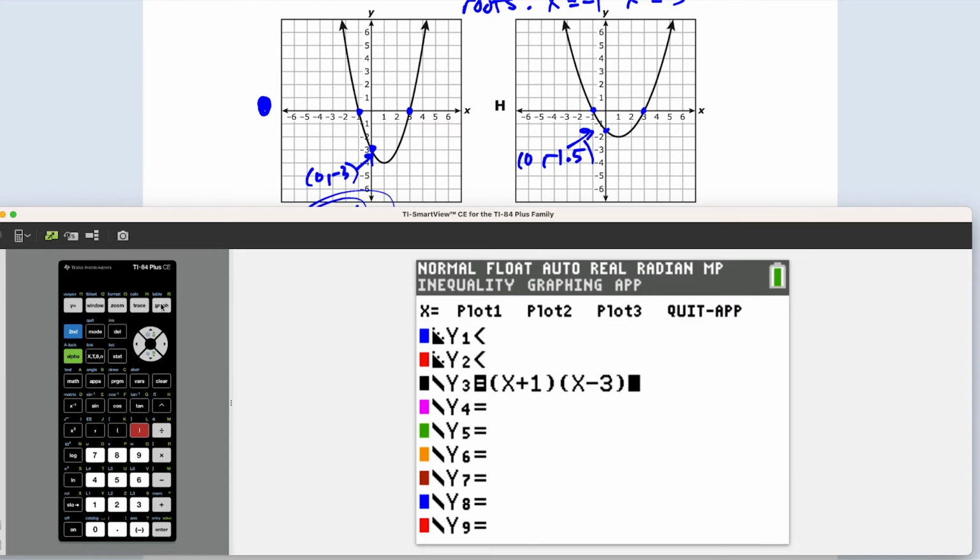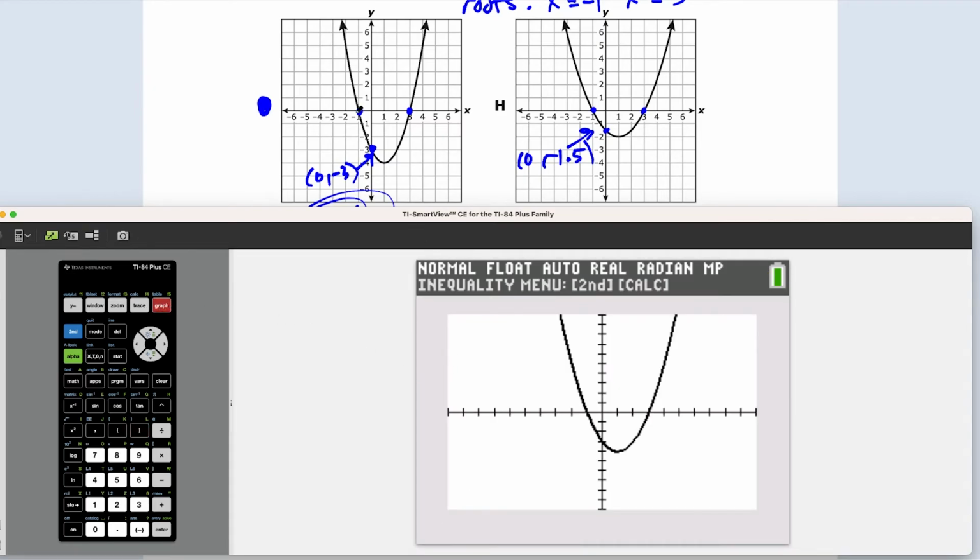So I go ahead and press graph. And notice that we have a root at negative 1 and we have a root at positive 3 and we have a y-intercept down here at negative 3. So that's how I know our answer choice is good.